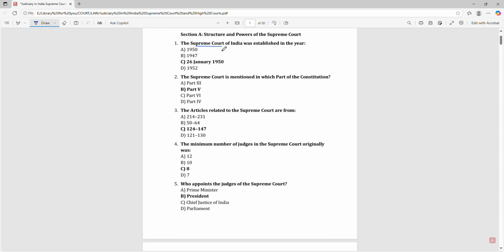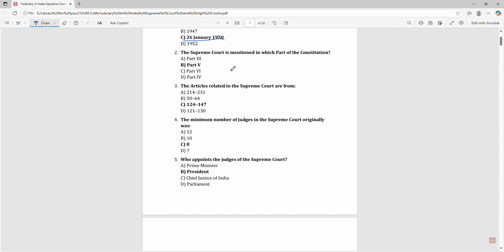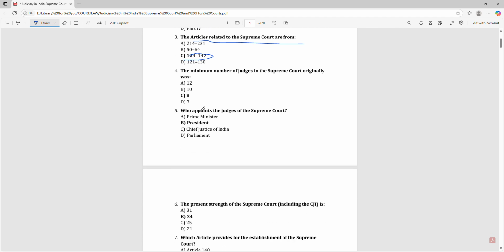The Supreme Court of India was established on 26 January 1950. The Supreme Court is mentioned in which part of the Constitution? Part 5. The articles related to the Supreme Court are from 124 to 147. The minimum number of judges in the Supreme Court originally was 8.